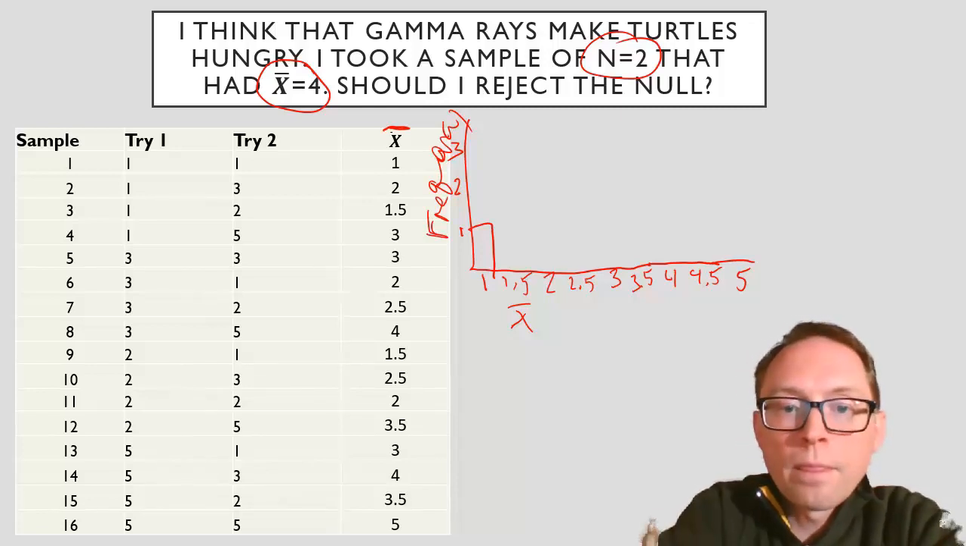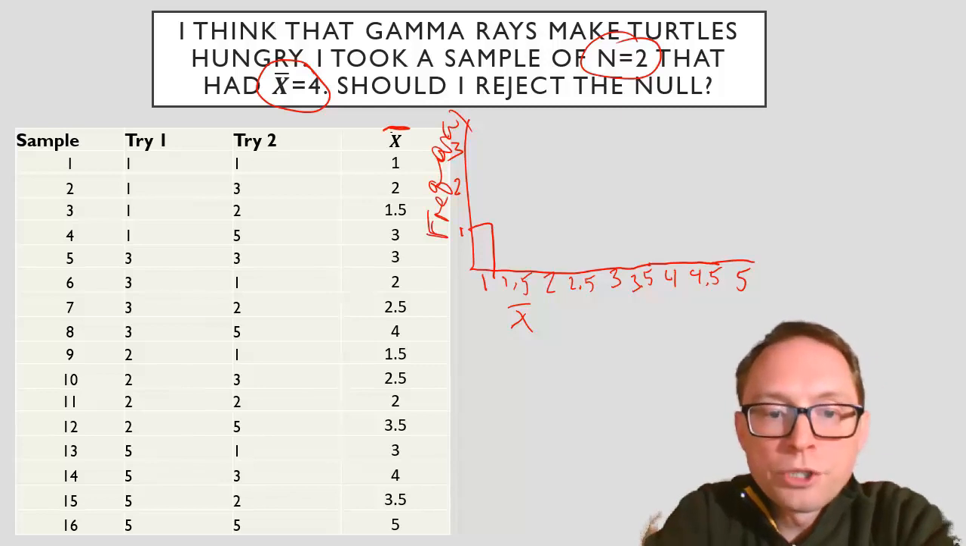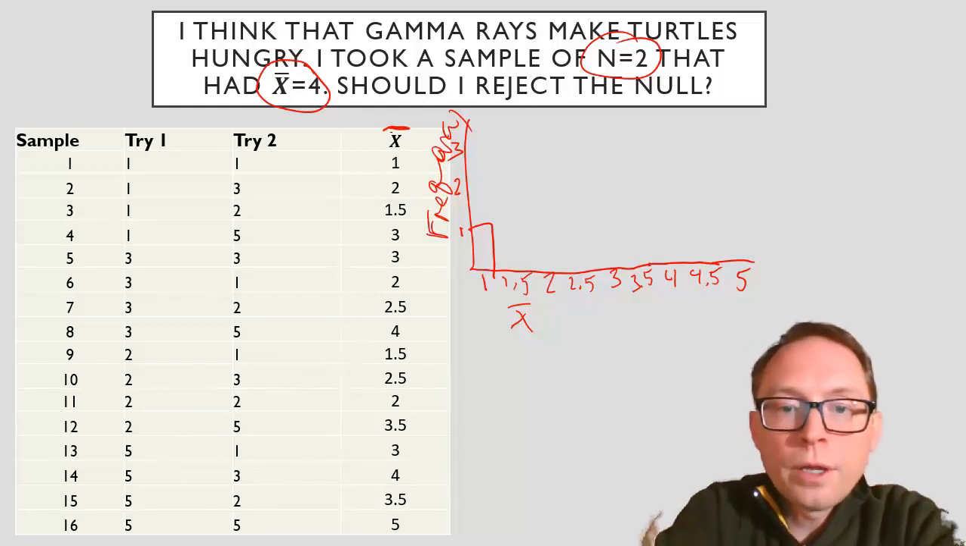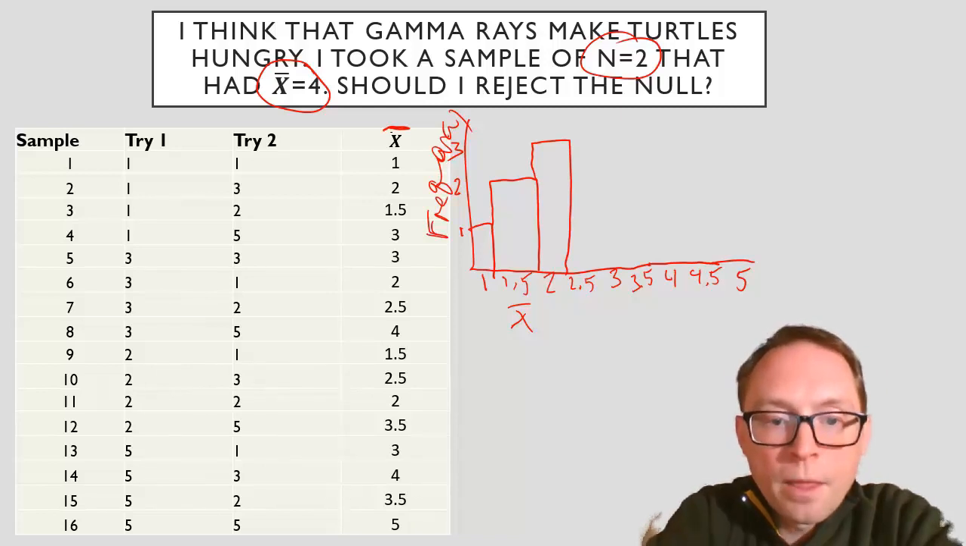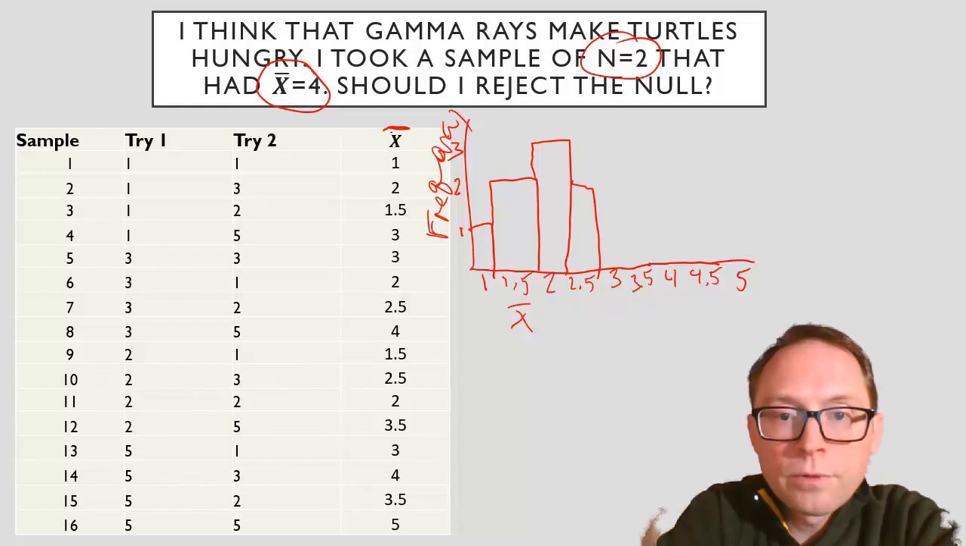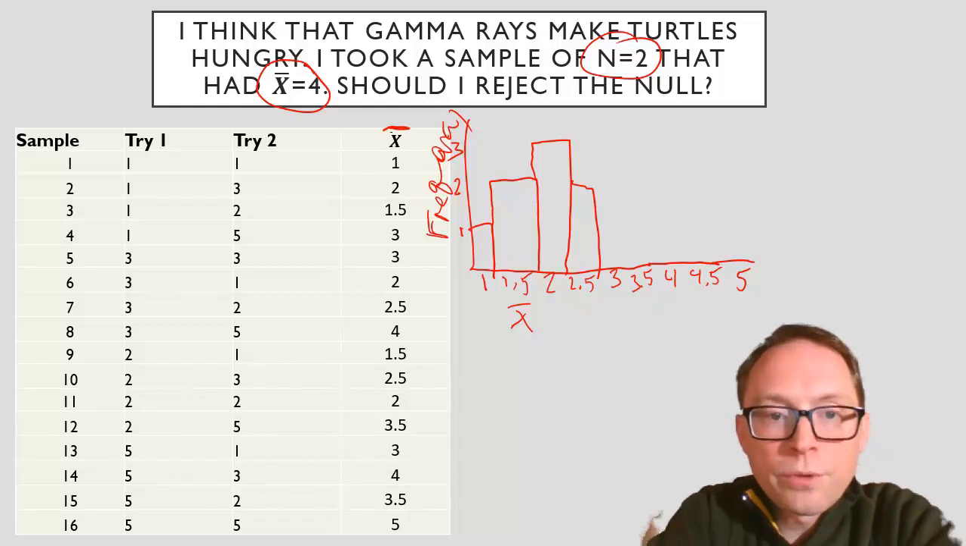What is the frequency of 2? Let's count them. 1, 2, 3. There's 3, so the frequency of 2 is 3. What's the frequency of 2.5? Let's count them up. 2.5, 2.5. I have 1, 2 of those. So 2.5 is 2. What's the frequency of 3? 1, 2, 3.